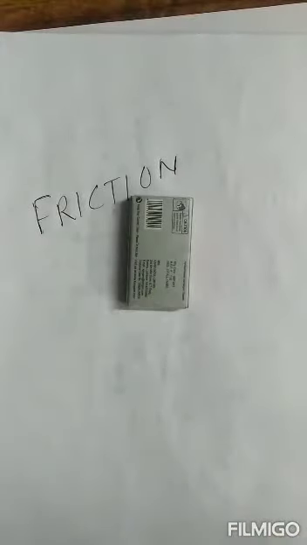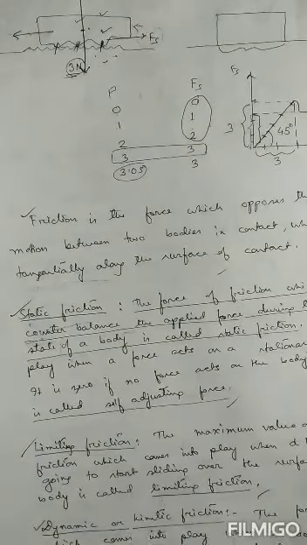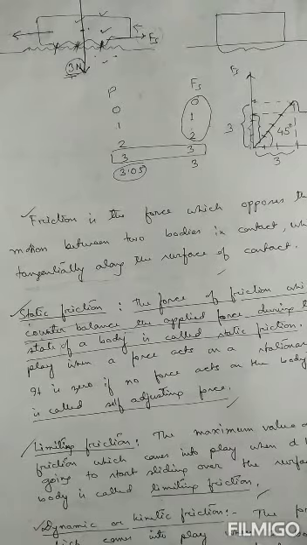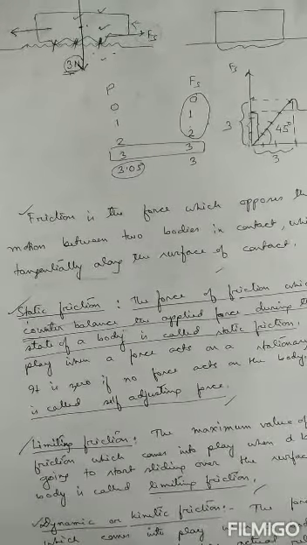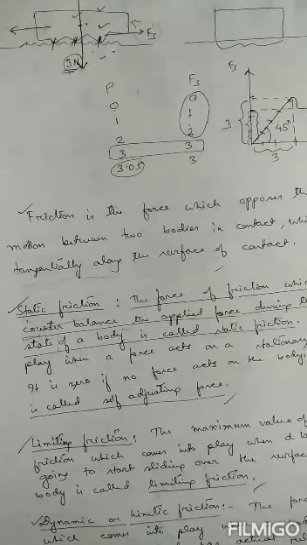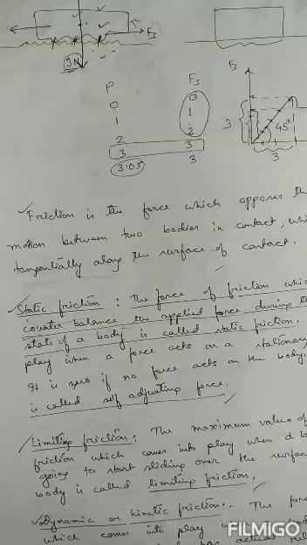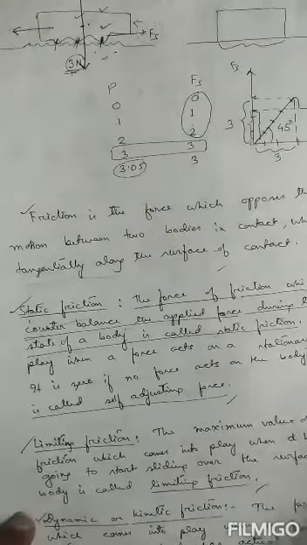So that is called the frictional force. So what is frictional force? The friction is the force which opposes the relative motion between two objects in contact, which acts tangentially along the surface of contact.